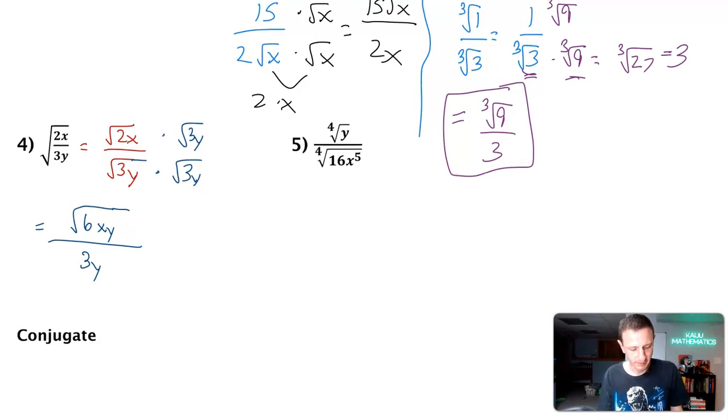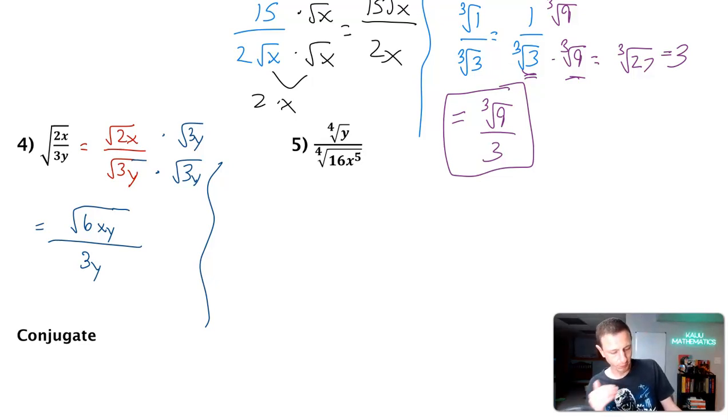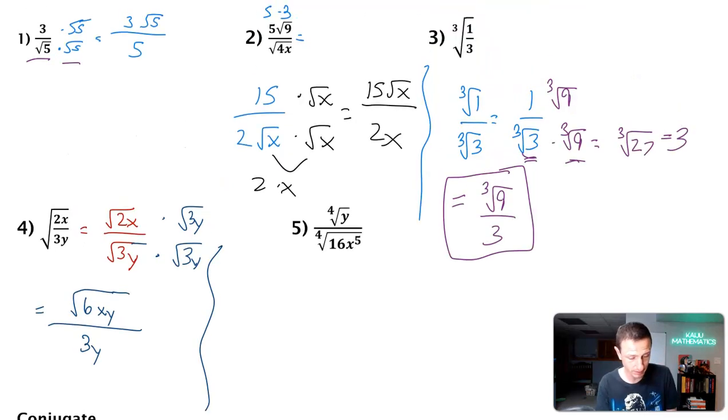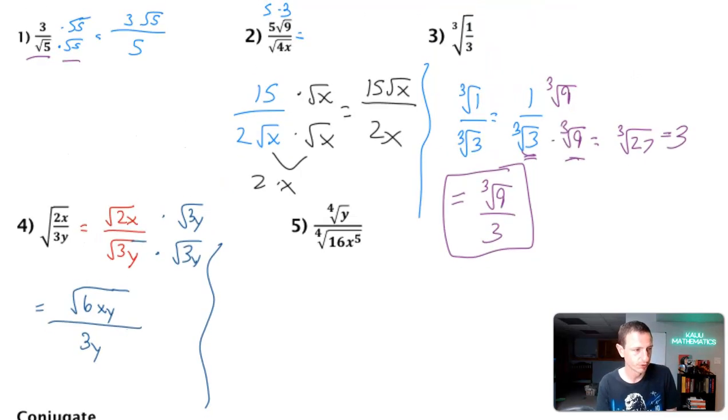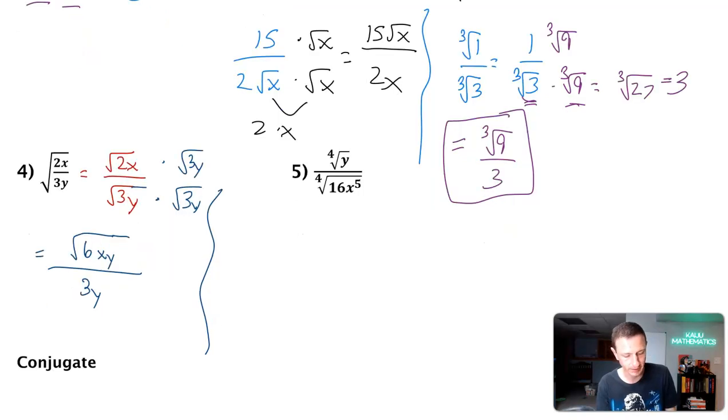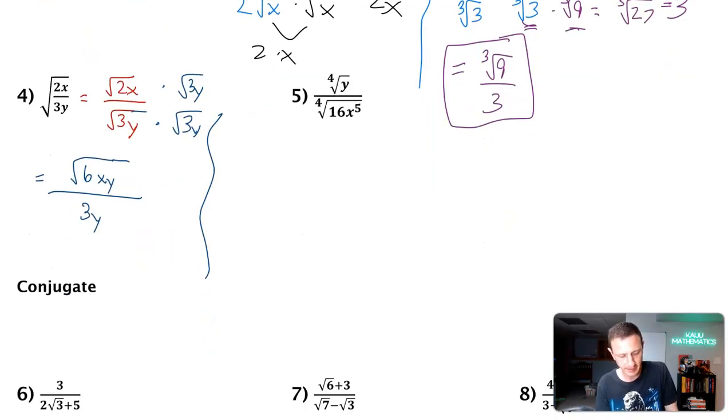Number 5. A little bit tougher here. So number 5, we have the fourth root of y over the fourth root of 16x to the fifth. So like I said before on number 2, we cleaned it up a little bit. We tried to take the square root of 9, take the square root of 4, that kind of stuff. Do the same thing. So on top, I can't do anything with the fourth root of y, so I'm just going to leave that alone.